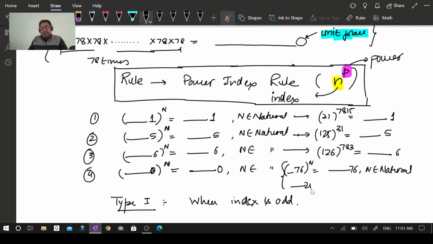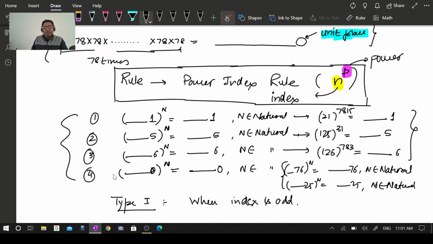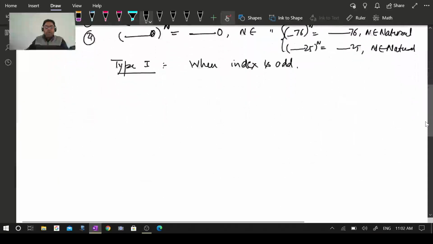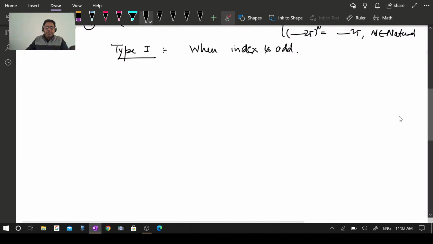Any number ending with 25 raised to the power natural ends with 25. Again, n belonging to natural, right? So I'm very particular about this concept. So our power index rule will depend upon these important points, and we are going to now discuss these important points as well, guys. So how does it move? Now please pay attention. There are two categories.